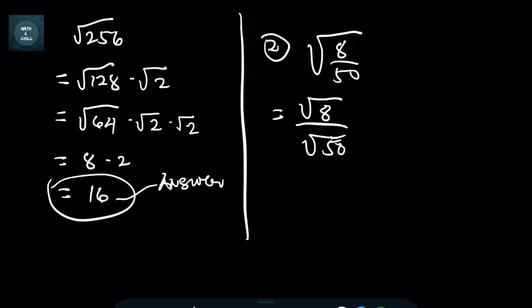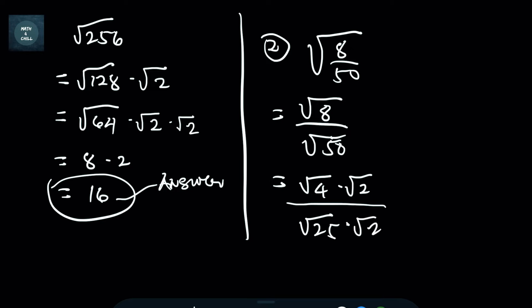So simplify further. Square root of 8 is just equal to the square root of 4 times the square root of 2, right? Over, this is square root of 50. This is equal to square root of 25 times square root of 2. Simplify further. Cancel.